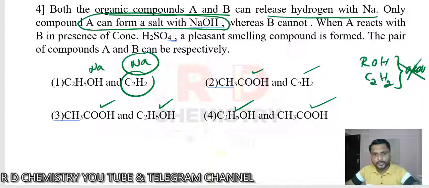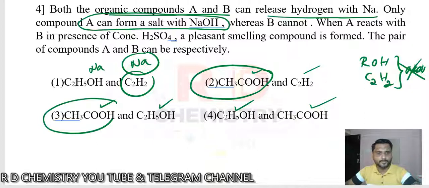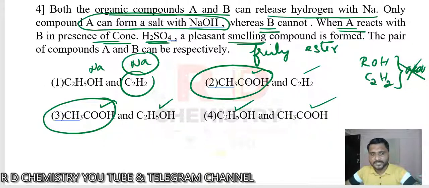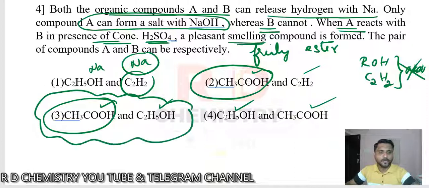That means the first compound should be a carboxylic acid. Carboxylic acid is the second option and the third option. They can form a sodium salt with sodium hydroxide, whereas B cannot. When A reacts with B in the presence of concentrated sulfuric acid, a pleasant, fruity smelling compound is formed. A fruity smelling compound is called an ester. Generally, esters are formed from an alcohol and a carboxylic acid. Therefore, the answer is option number 3. Clear?